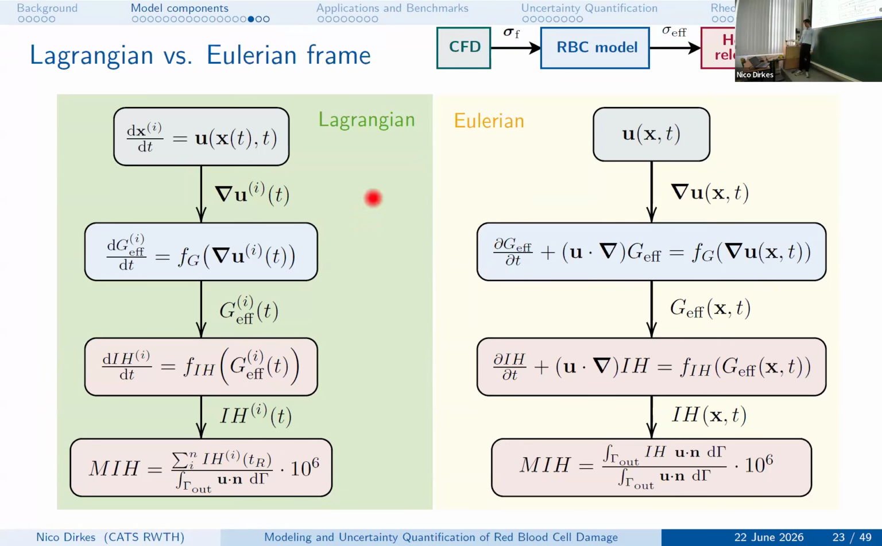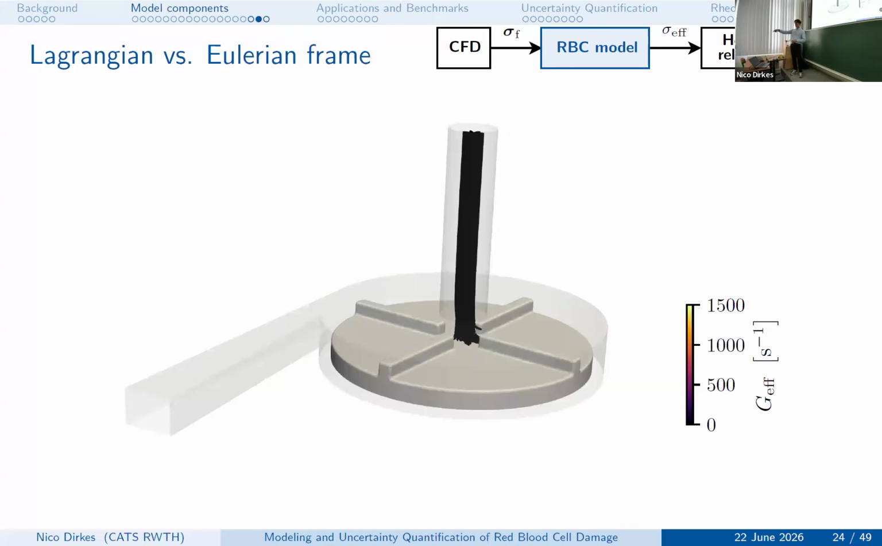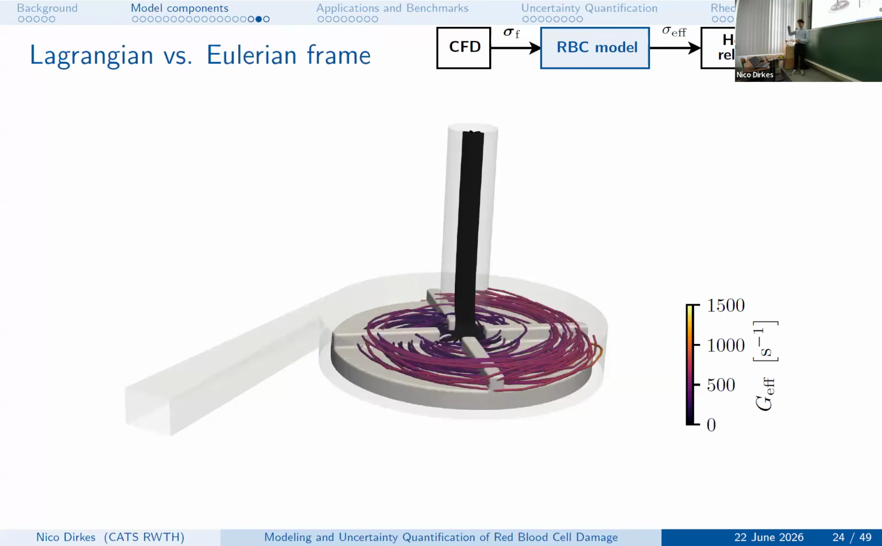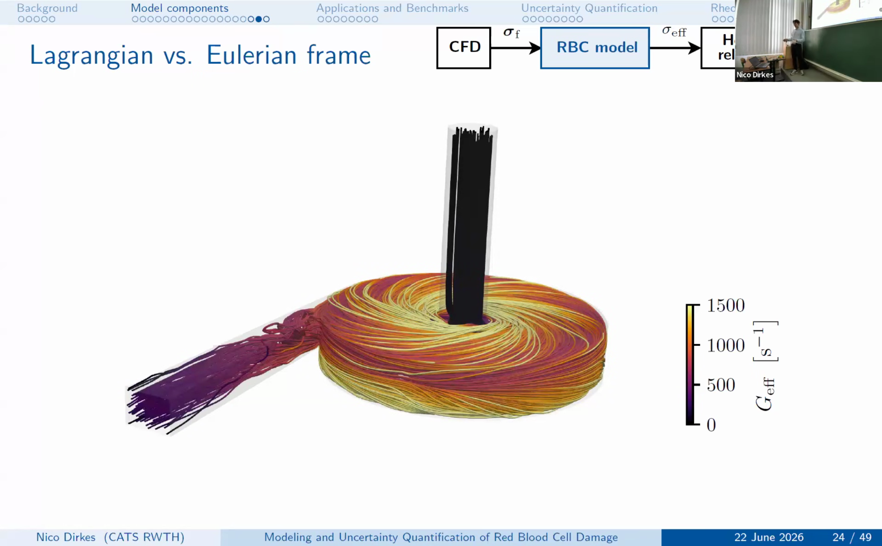And as I said, then these become PDEs. To visualize this, we can look again at a simple blood pump. So the Lagrangian approach here would consist of tracking all of these cells at the inlet, following them through the blood pump, and then evaluating this model along each trajectory. So after sufficient time, you would have something like this. And here the colors indicate the deformations of the cell that we have along these trajectories.